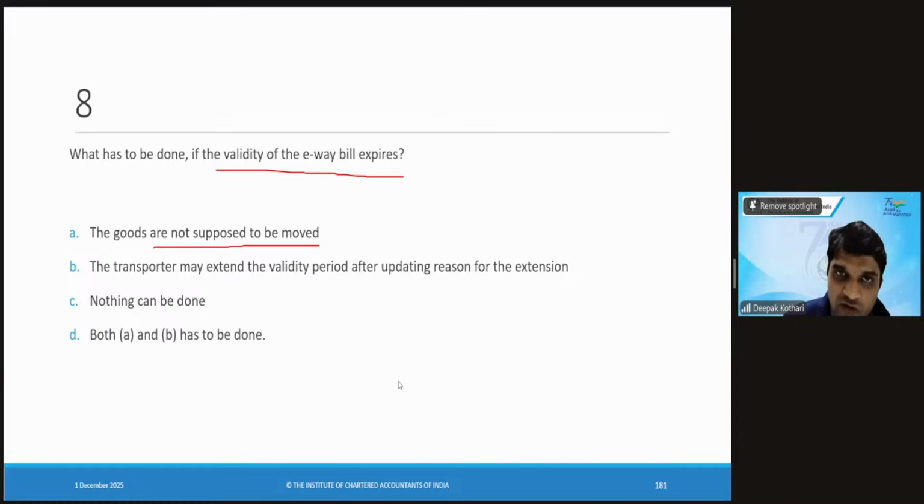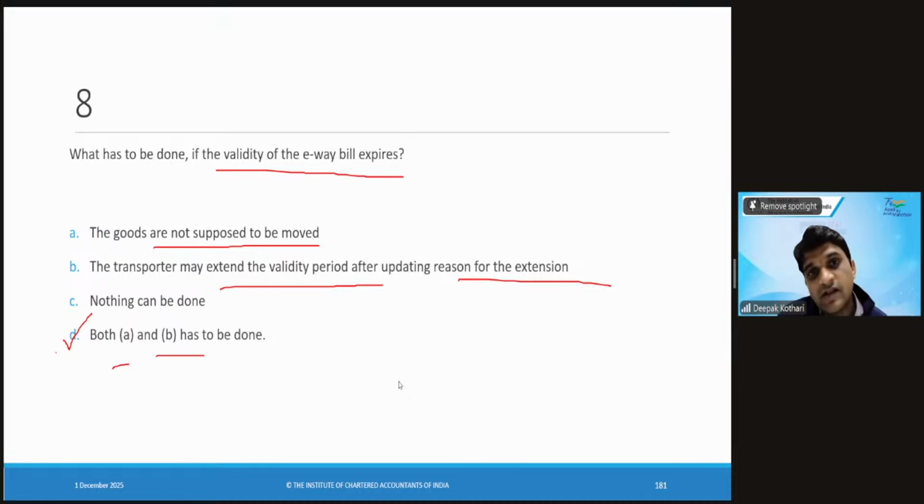You are not supposed to move the goods, and the transporter may extend the validity period after updating the reason for the extension. So the answer is D, which is both A and B. So you have to do both. Just extending and transporting without a label, no, that's not correct. So you have to do both, stop the movement and extend the validity.